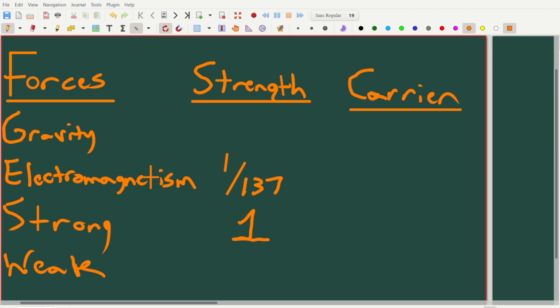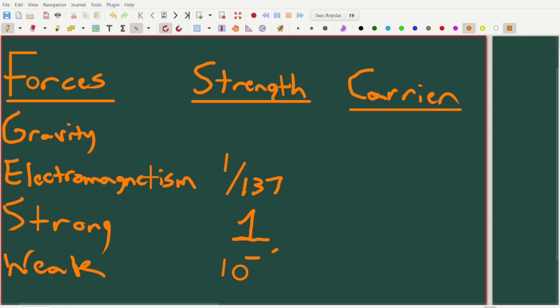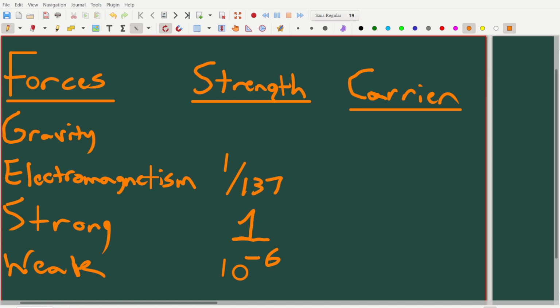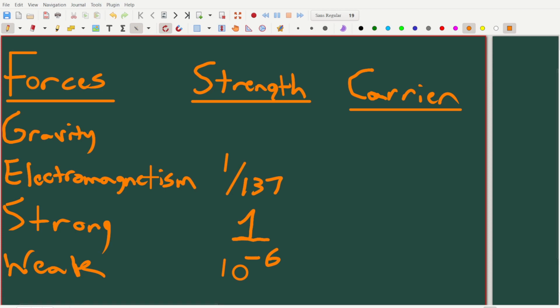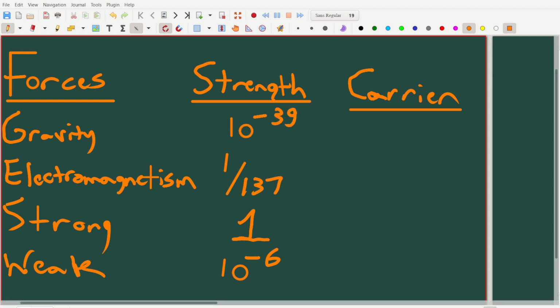The weak force, not surprisingly, is weak. It has a strength of about 10 to the minus 6. So it's about 1,000,000 times weaker than the strong force. Not surprisingly, we don't see the weak force appear very often, because it's very weak. But there are important effects that are characterized by the weak interaction, and I'll talk about those that are relevant to chemistry. In gravity, the strength of gravity relative to the weak force is 10 to the minus 39. Gravity is extremely, extremely weak.